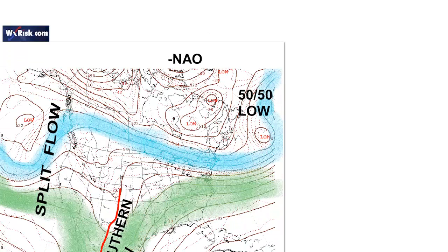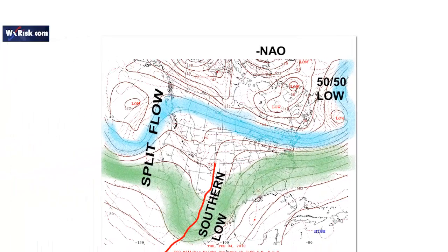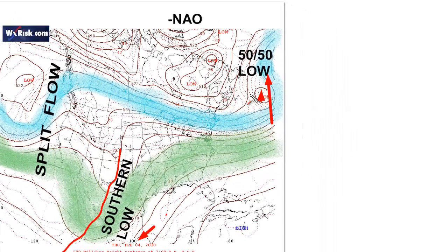Now, let me show you, this was as of February 4th. This was 3 or 4 days earlier. Look at the date here, February 4th. You see this? Close up so we can see it. February 4th right there. Okay, so this is several days out. You could see this snowstorm coming. Again, look, 50-50 low here, negative NAO here. Look at the split flow.